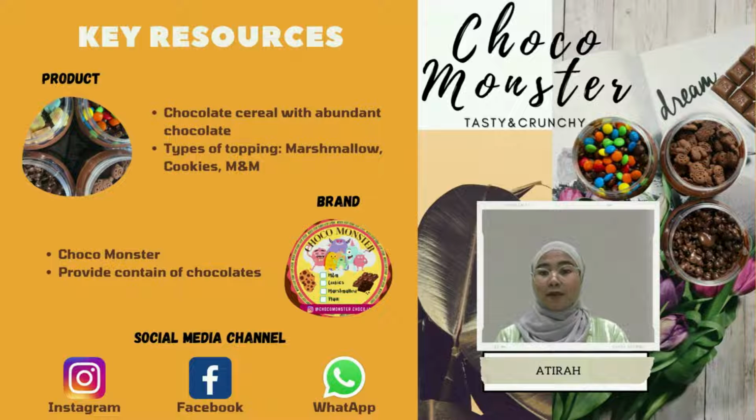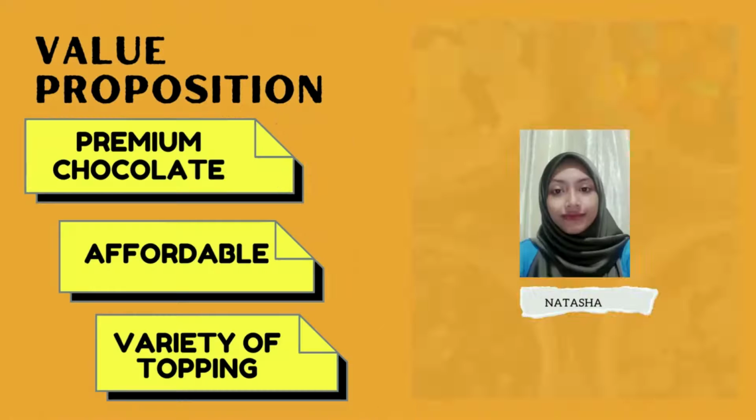Next is the brand of our product. Chocomonster is the name of the company because the products provide content of chocolates and we allow people to become addicted to it. Lastly is social media channel. All these Chocomonster may be found on online platforms such as Instagram, Facebook, and WhatsApp. These Chocomonster customers are focused on teenagers, even if they are not students, as well as children and adults.